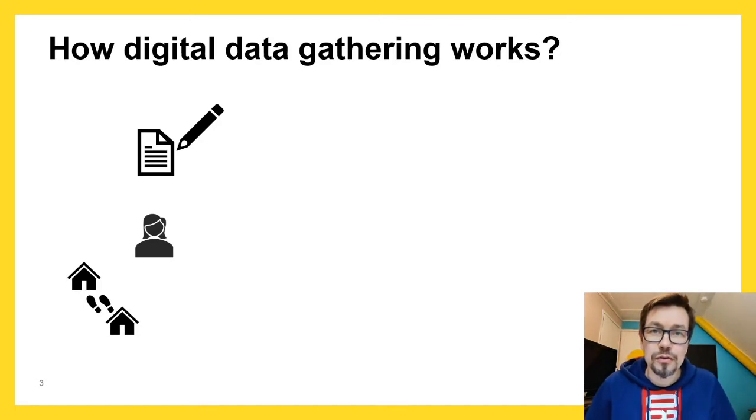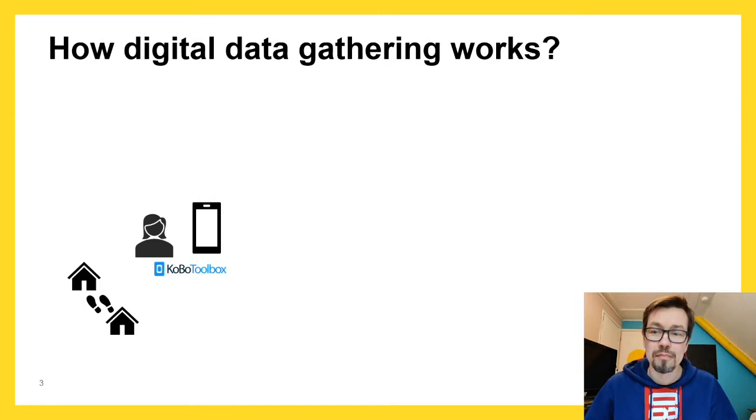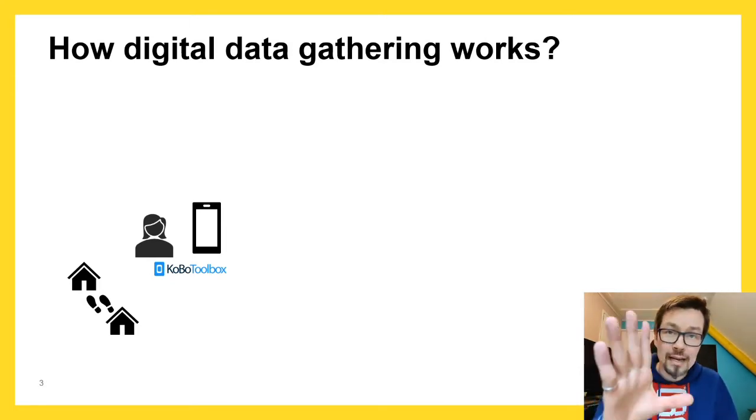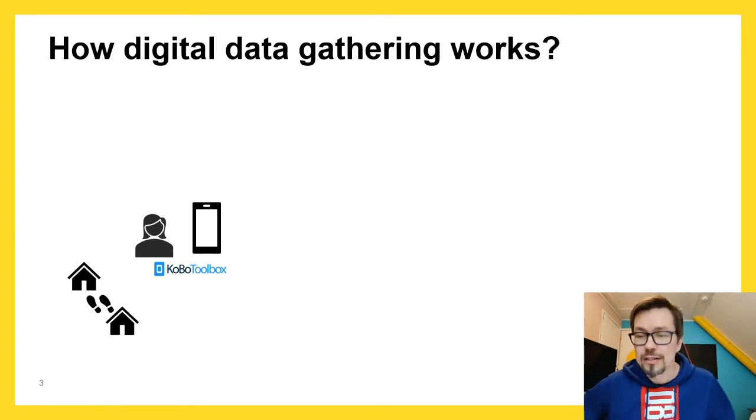Now, if we switch to digital data gathering, that means most often that instead of those pen and paper method, you are switching to mobile application. And in this case, I'm going to use Kobo Toolbox, an open source and free application as an example. There are many tools and we'll be talking and reviewing more of them in the later videos, but now let's take Kobo as an example.